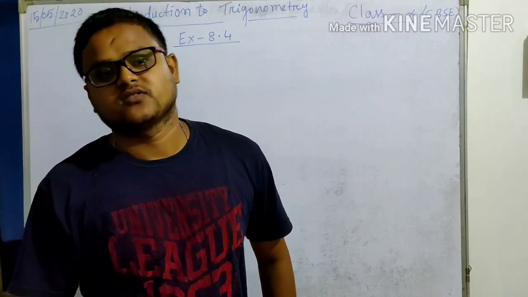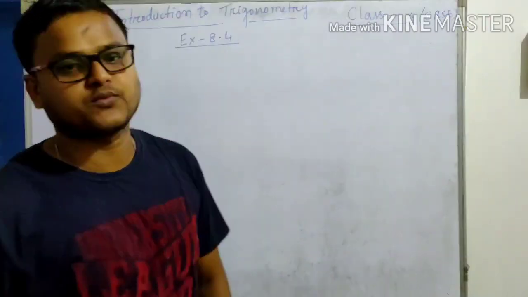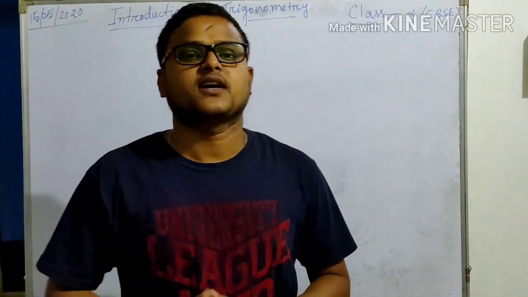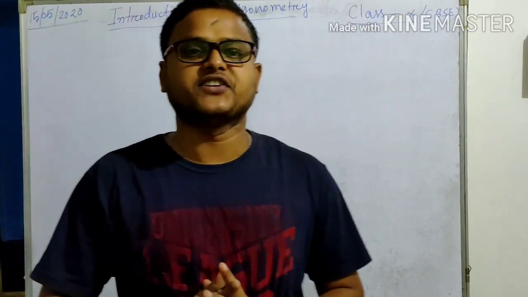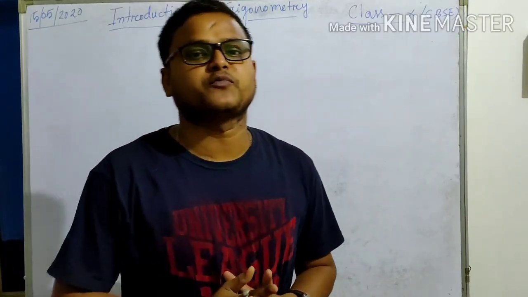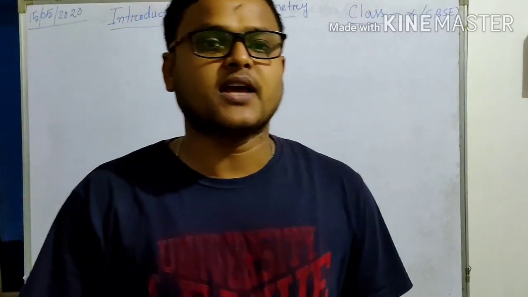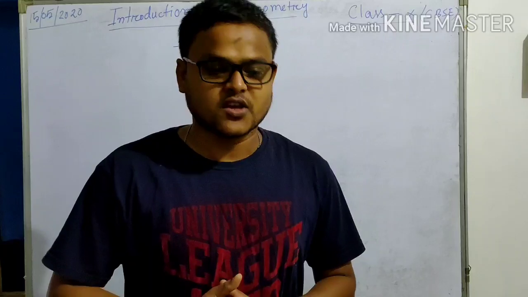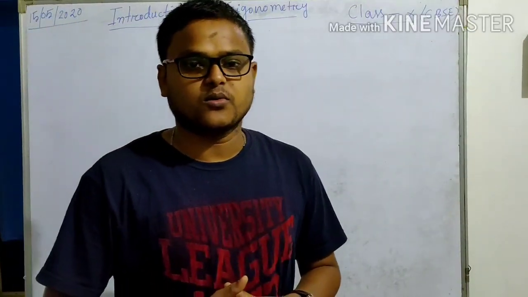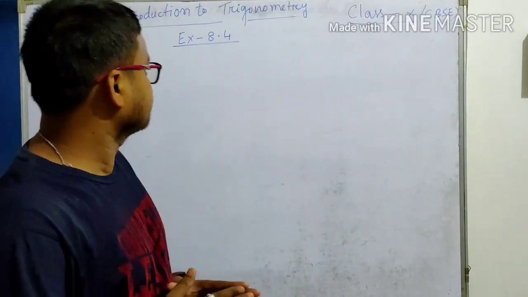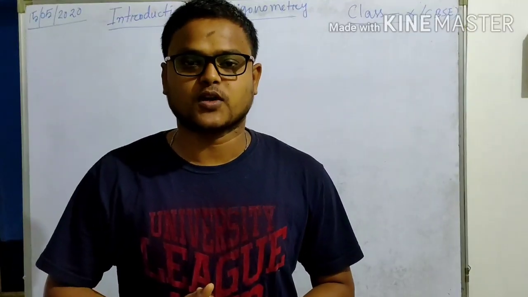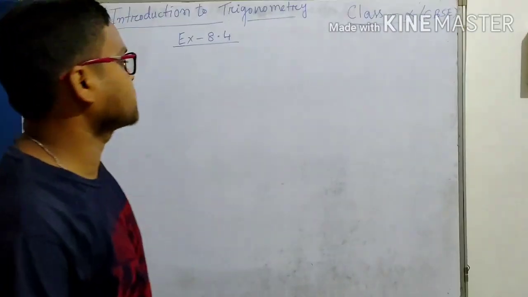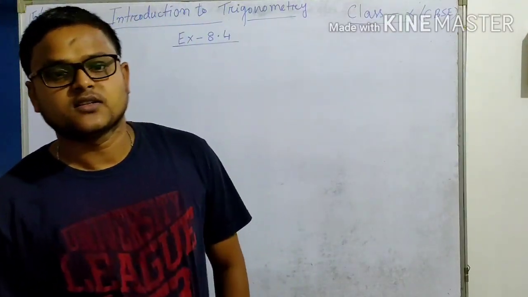Today's exercise is 8.4. In the earlier class we have learned about trigonometric identities. With the help of trigonometric identities we have proved different problems. So today we will discuss some proofs and examples from exercise 8.4.